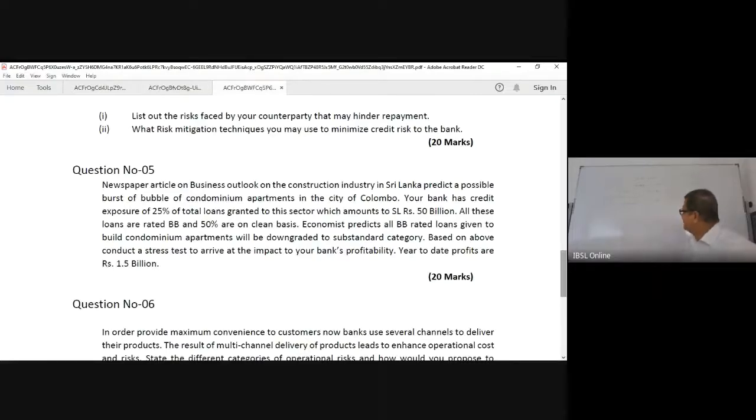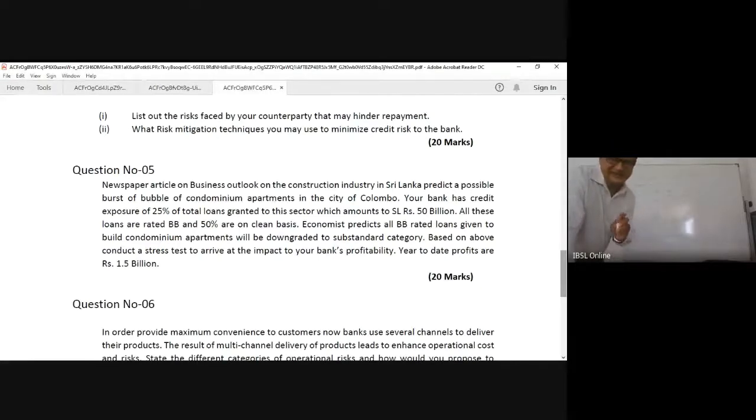Substandard category, we say. The other two categories, I go 360 to 540, are called doubtful, and over 18 months, over 540 days, is called loss. Now here they say economists don't predict this will go to that level. The moment the crisis occurs, it will move to the substandard category. Substandard category provisioning is done at 20% of your exposure.